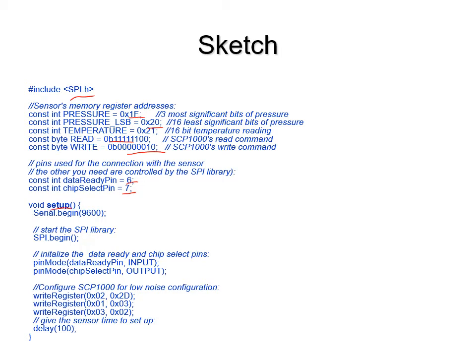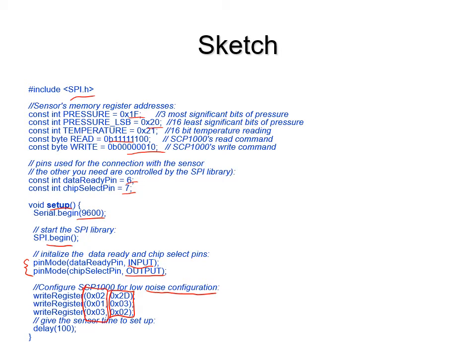Again, in the setup function, we set up the transmission rate to 9600, and then you begin the transmission. You set the pin modes for pin 6 and pin 7. Pin 6 for the Arduino is an input pin. For the pin select, it is an output pin. And then you configure the device to a low noise configuration by writing some control characters into some registers in the sensor.